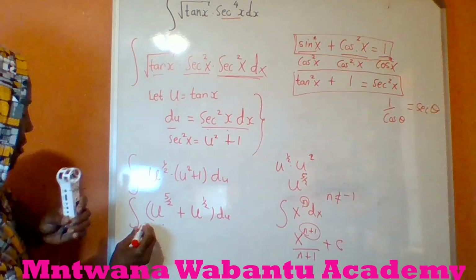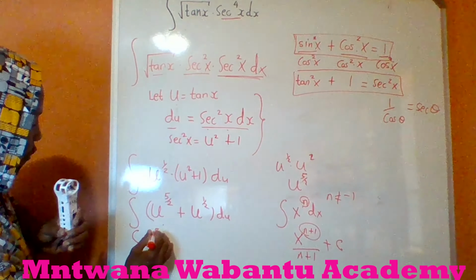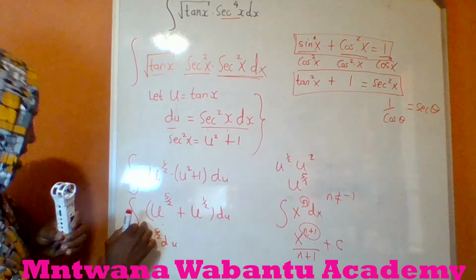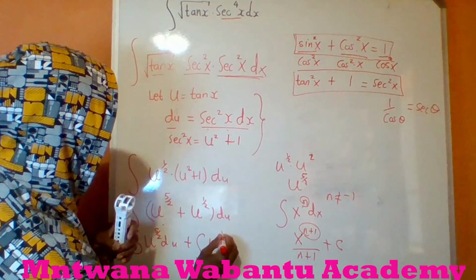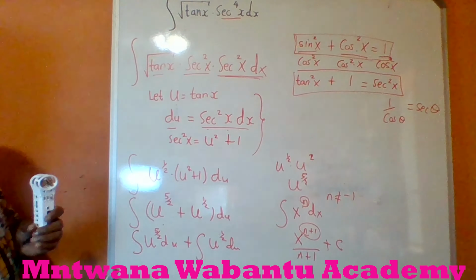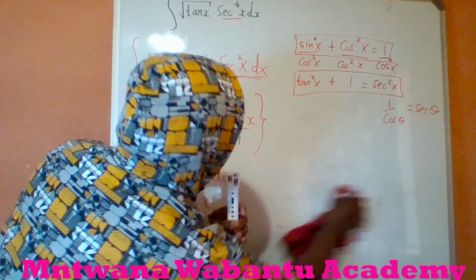So let me separate first. The integral of u to the 5 over 2 du. Separate means integrate the first one, and then we say plus the integral of the second one, which is u to the half, and then du. So next step now, the question is finished now. So let me finish the next part here.